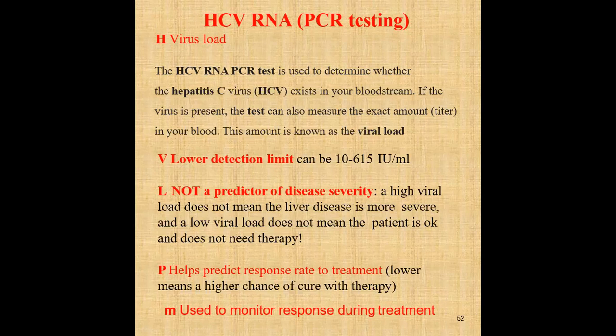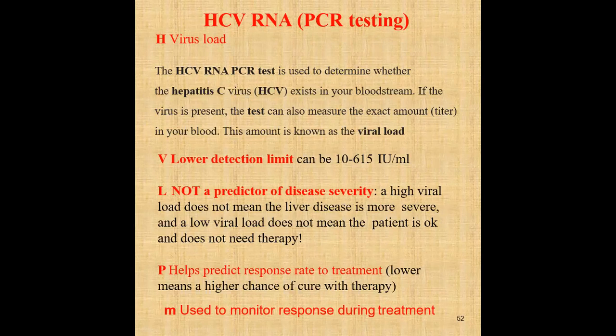Now, virus load means the hepatitis C virus RNA polymerase chain reaction test is used to determine whether the hepatitis C virus is present or not in the bloodstream. If the virus is present, the test can also measure the exact amount, the titer, in your blood. It identifies how much quantity of the agent is present, which is the viral load. What is the severity of the virus in your body is identified by this.